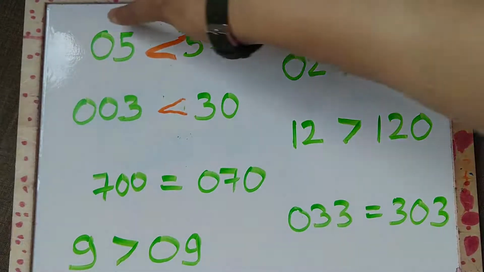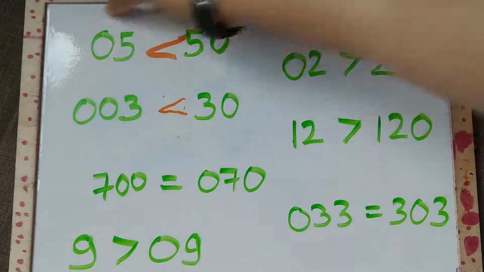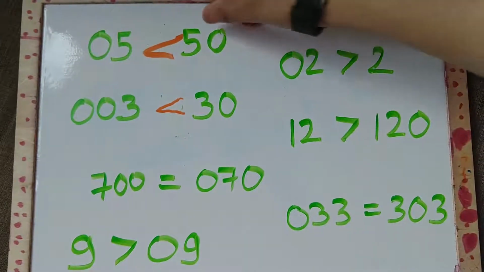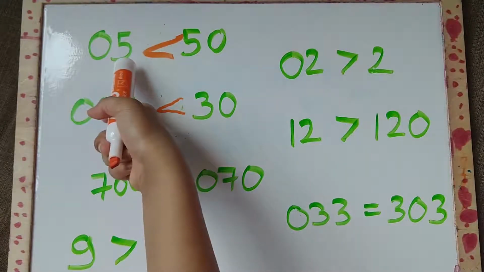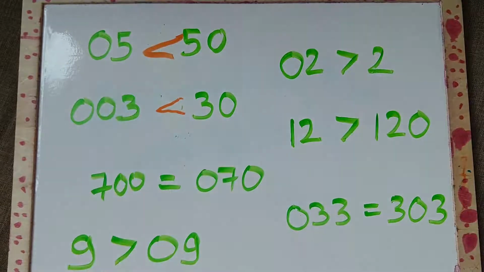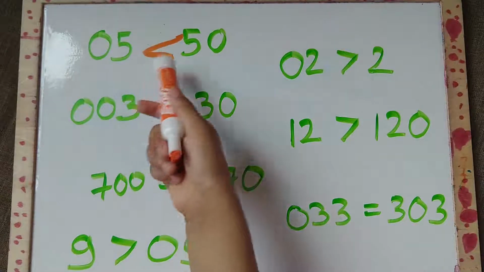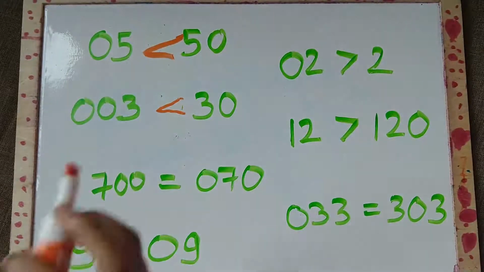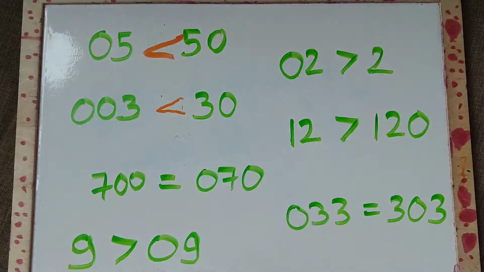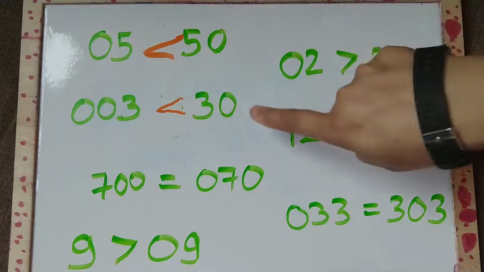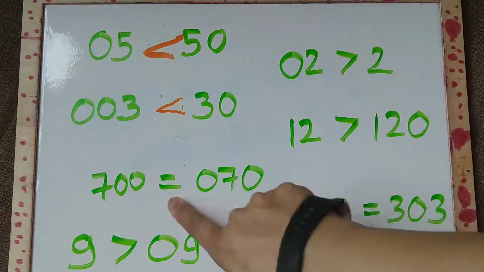Okay. One more thing. Can you read this number sentence? 5 is smaller than 50. And 3 is smaller than 30. So this is a smaller than sign. Smaller than sign. Now next here.